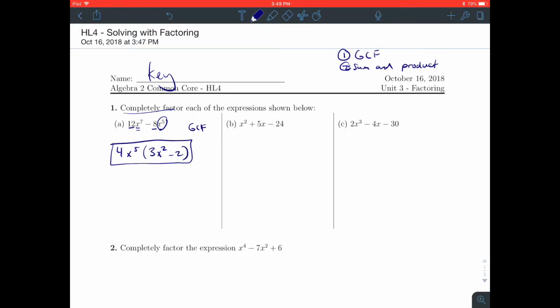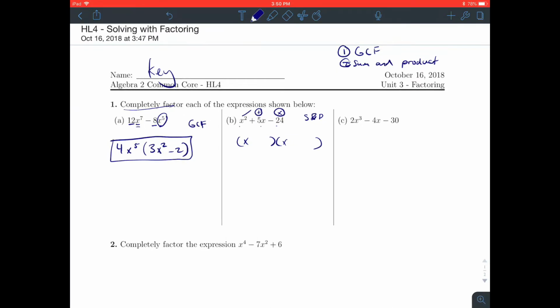For part B, let's see. These have nothing in common. This must be a sum and product factoring problem. That's my end symbol. So we have to set it up with our 2 parentheses. X times x gives us x squared. We have plus 5x minus 24, so we're looking for 2 numbers that add to 5 and multiply to negative 24. So positive 8 and negative 3.